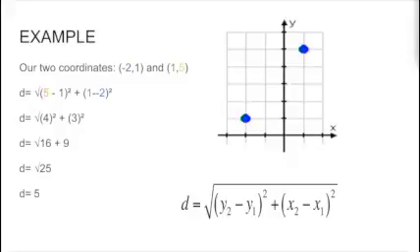After plugging everything in, we will follow the order of operations, or PEMDAS. First, we do what is inside the parentheses. Next, we go to exponents. We add before we square root our total, and we get root 25, which equals 5. So the distance between points -2, 1, and 1, 5 is 5.